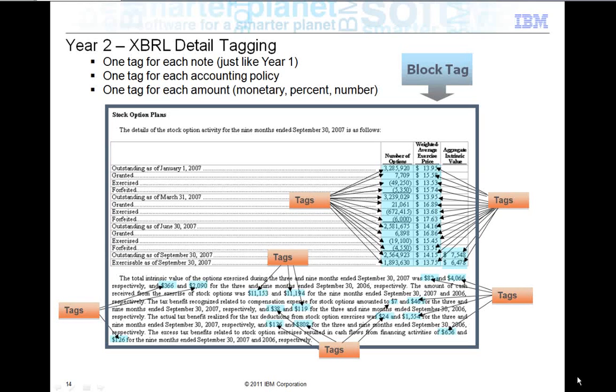Secondarily, as you progress, that block tag is going to be extended into multiple data points. So you will have to roll forward and bring forward your block tags. Also create block tags for any new and additional financial notes that you may have in future reporting periods. But now you're also going to have one additional tag for each accounting policy found within that note, along with a tag for each note or each amount, whether it be monetary, a percent, a number. And so the tagging and the volume of tags will substantially increase.